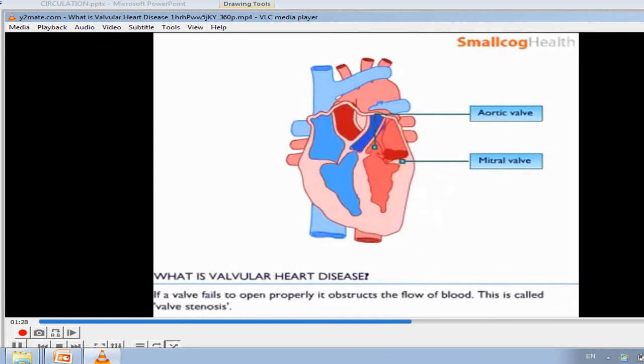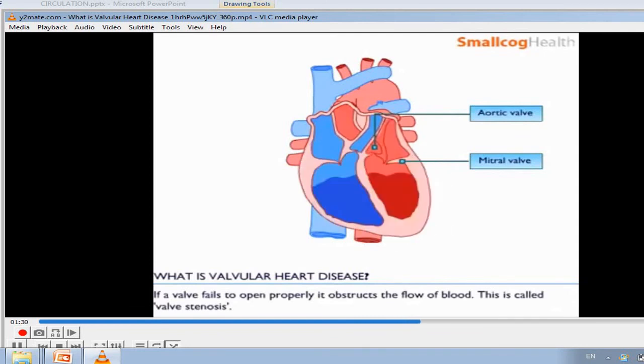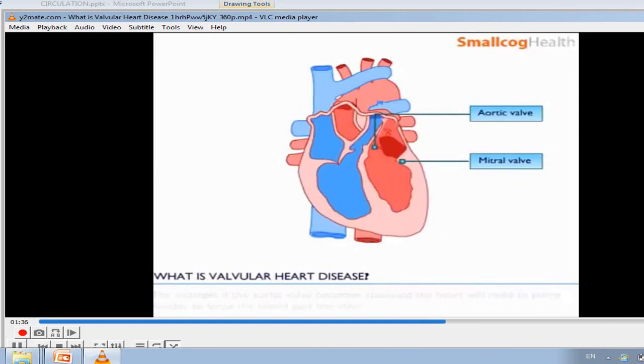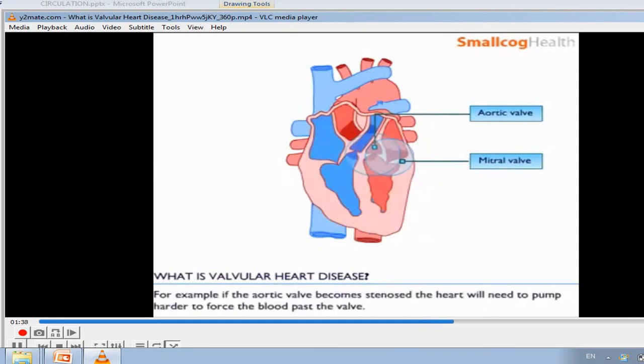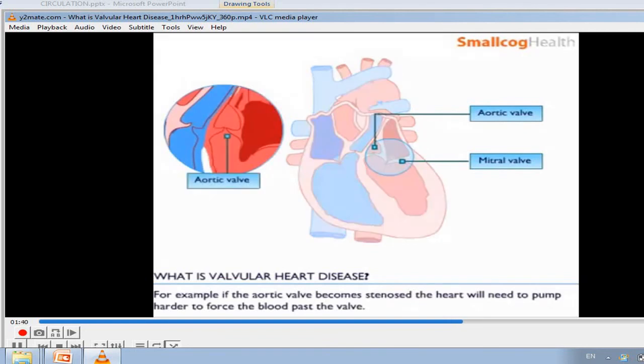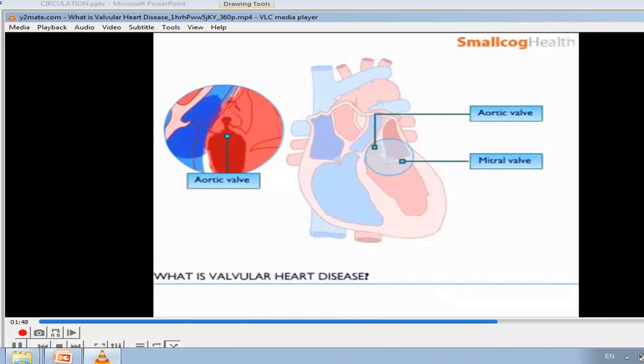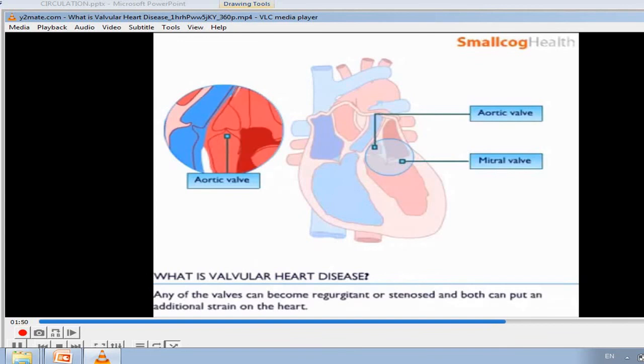If a valve fails to open properly, it obstructs the flow of blood. This is called valve stenosis. For example, if the aortic valve becomes stenosed, the heart will need to pump harder to force the blood past the valve. This can cause the heart muscle to become thickened. Any of the valves can become regurgitant or stenosed, and both can put an additional strain on the heart.